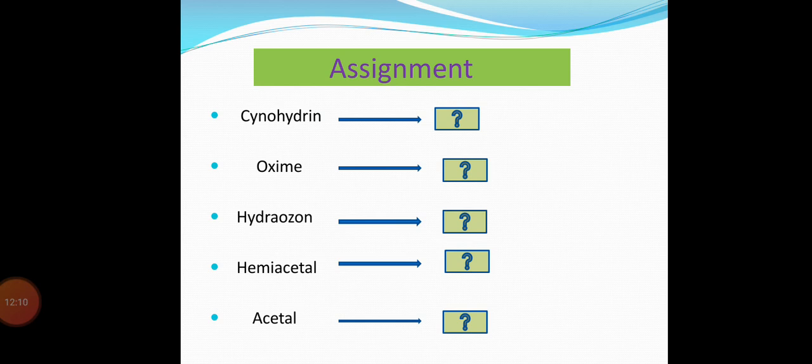This is an assignment for you. You are going to write down what a cyanohydrin or an oxime is. These are the names of the addition products. You are going to write down the starting material, which reagent gave the product of a cyanohydrin, which reagent gives the product of oxime, similarly the hydrazone, hemiacetal and the acetal.